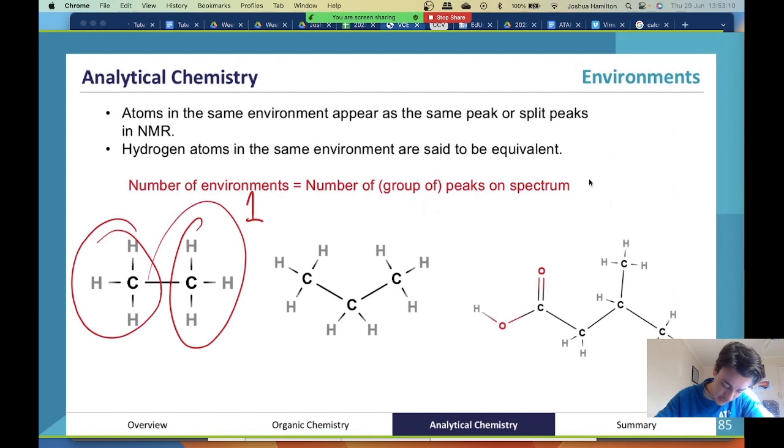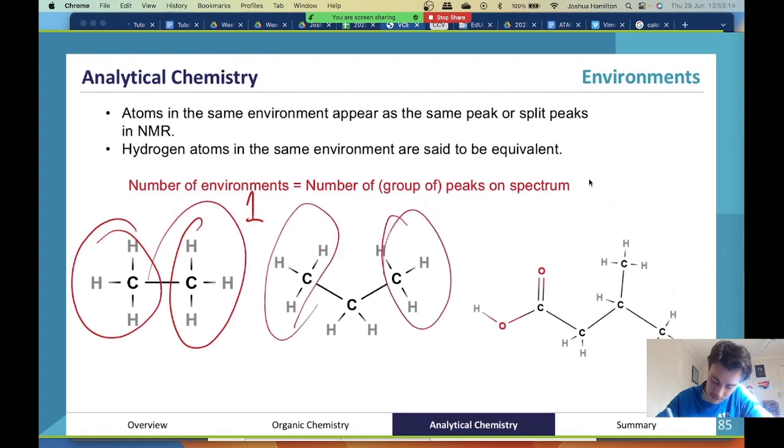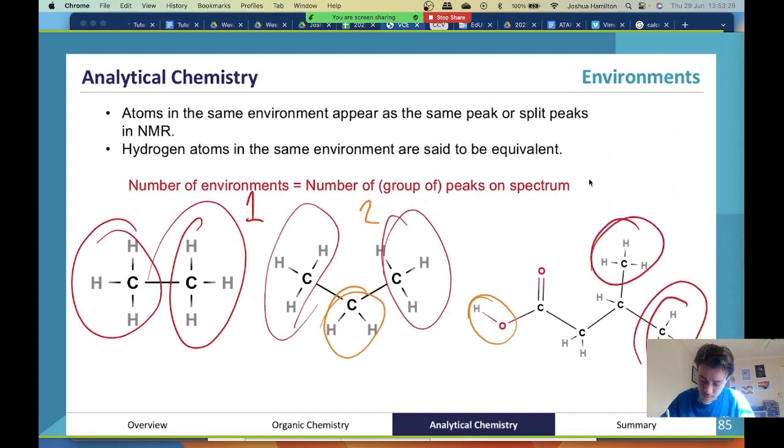And then if you look at this one here, how many have we got? Well, we've got 1 group and 1 group that are identical, and then this one here is different. So we've got 2. And then here we've got 1 hydrogen out here doing its own thing. This is very different, so therefore I'm going to say that is on its own. I'm going to say these 2 are the same because they are very similar. They come off the same thing.